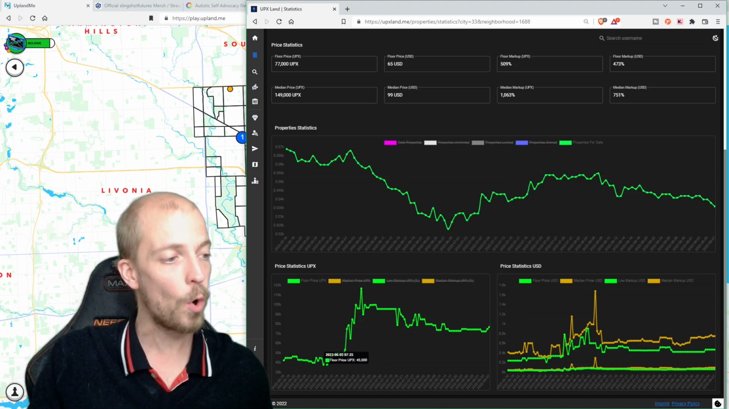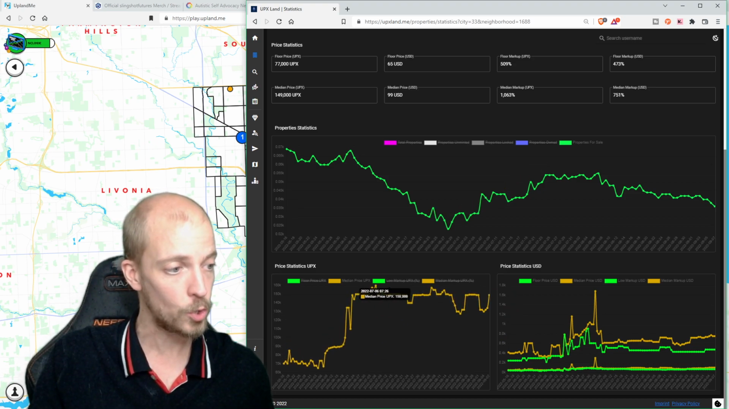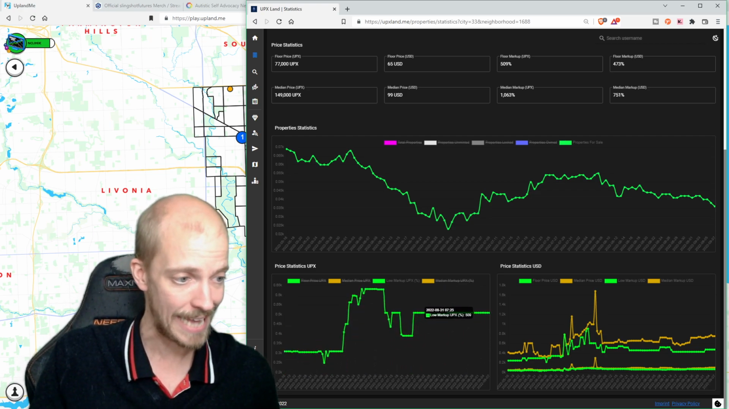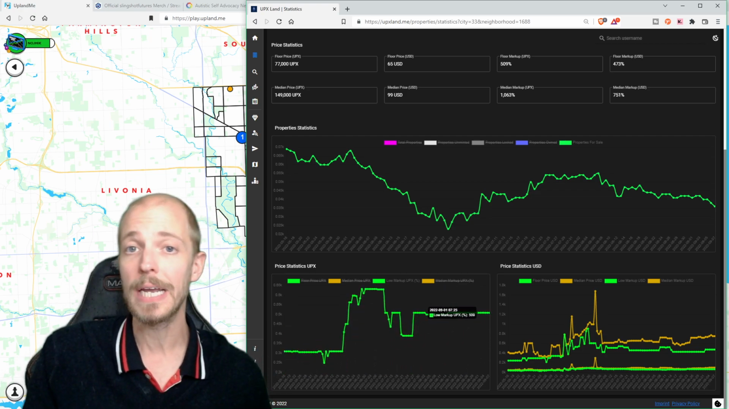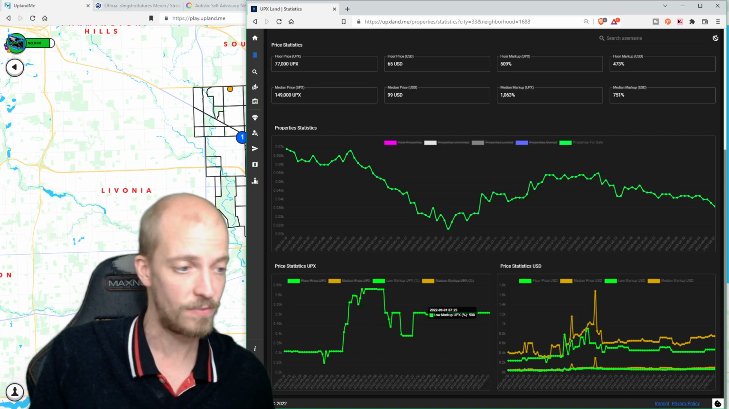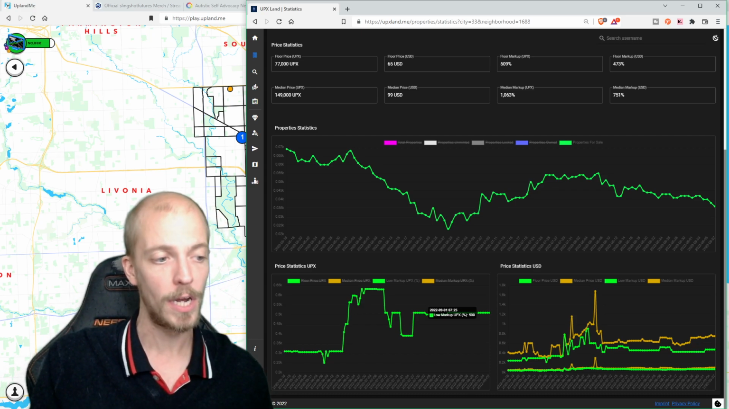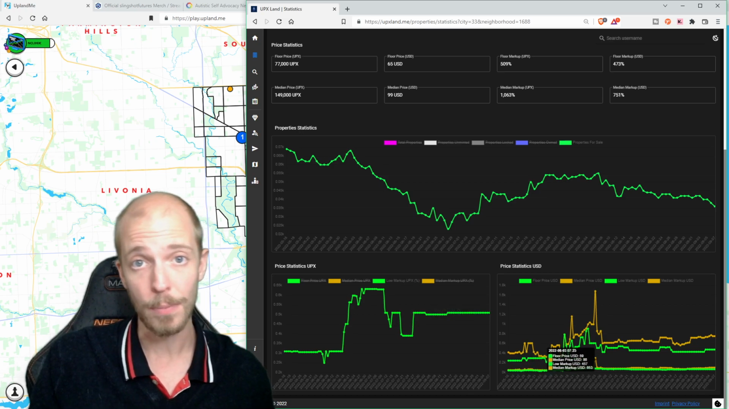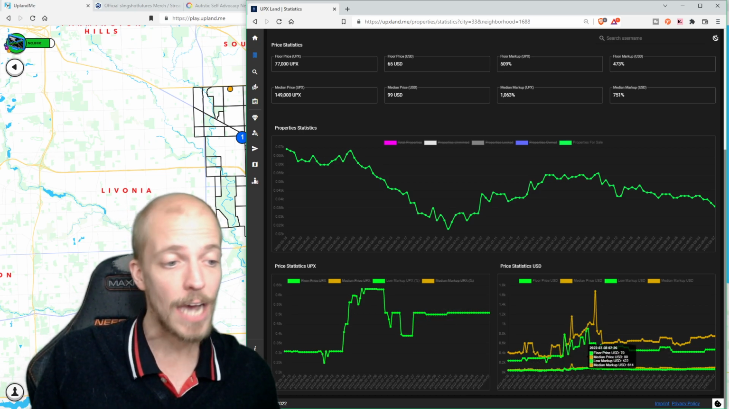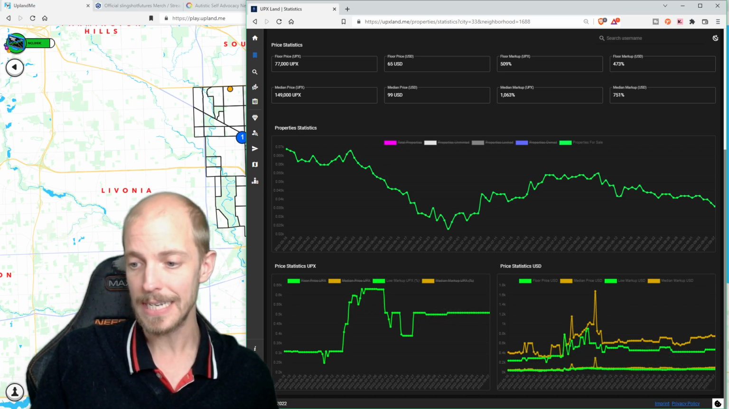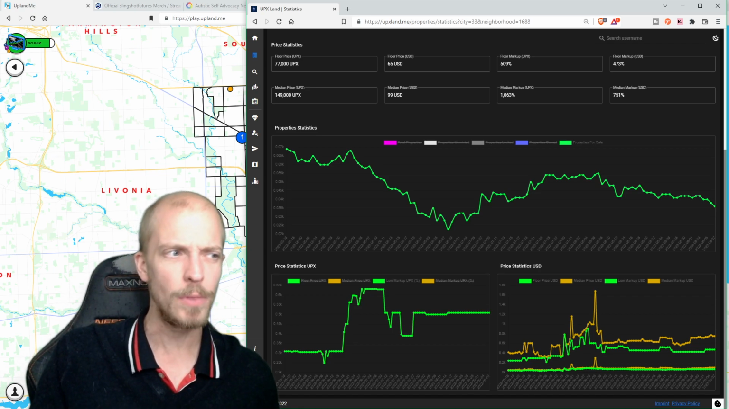Now, if we're looking at the overall markup, because markup is an incredibly important aspect of your overall investment or trade, as it were, we need to make sure that we're getting good value, or at least the best value possible. And the lowest markup has been around 509%. So that's on the UPX side of things. You can break down the USD side as well, but that's kind of generally what I'm looking at.